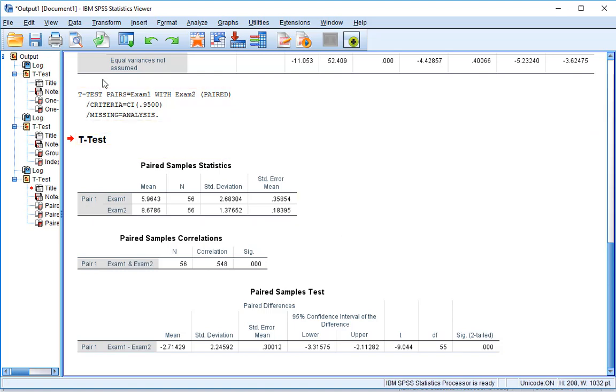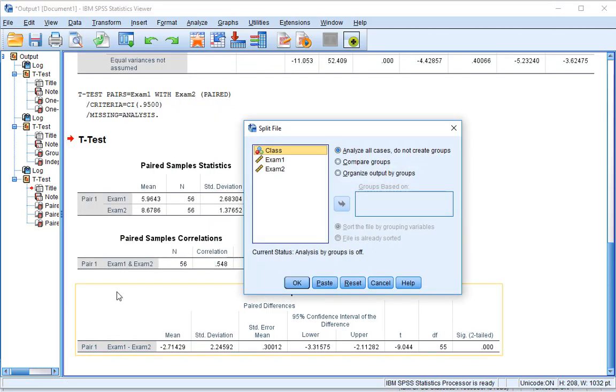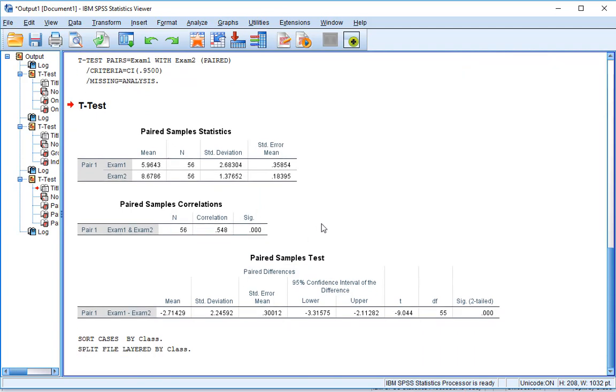So we're going to first click on Data, go down to Split File. This window appears, and we want to compare groups. We're going to bring over class and groups based on class. The reason we're doing this is because we want to see if there's a difference between morning classes, exam 1 and exam 2, and if there's a difference between the afternoon classes, exam 1 to exam 2.